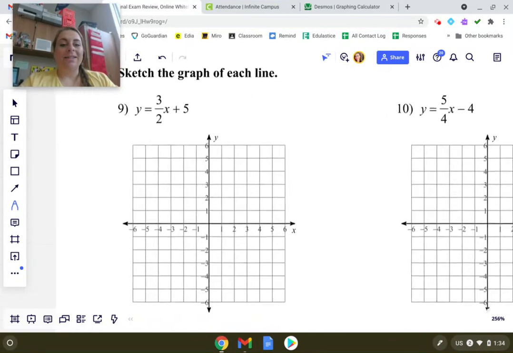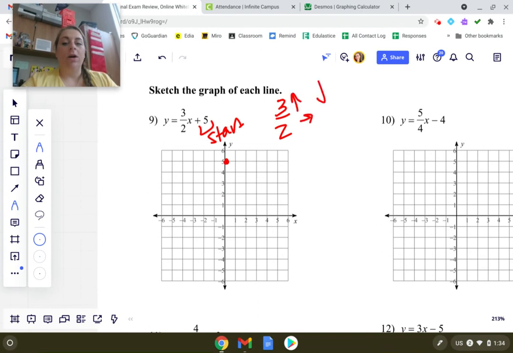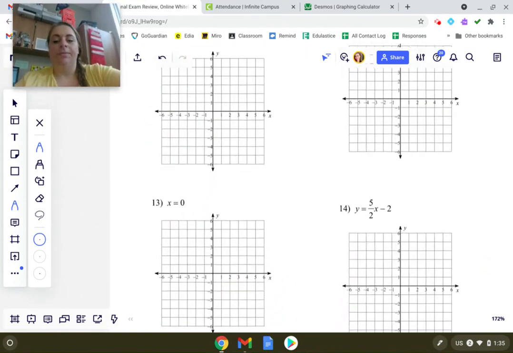Okay, down here it's asking us to sketch the graph of the line. So if we're doing that, this is where we start. So start at 5. My slope is 3 halves, so up 3 over 2, or down 3 back 2. So 1, 2, 3, 1, 2, and so on, and connect those points. Okay, so again, start at the second number. Your slope is what's in front of x. And then make sure you're going the right direction with positive and negative slopes.